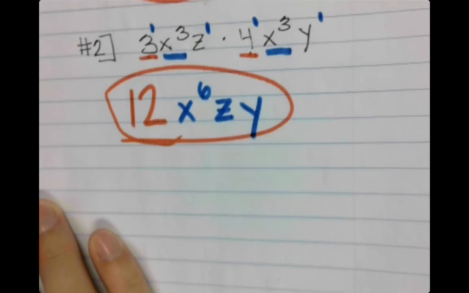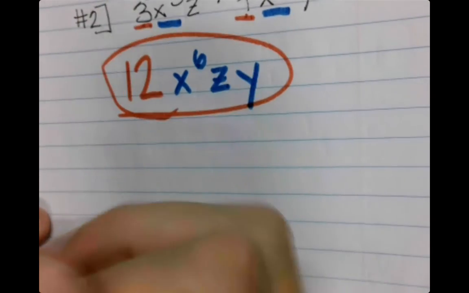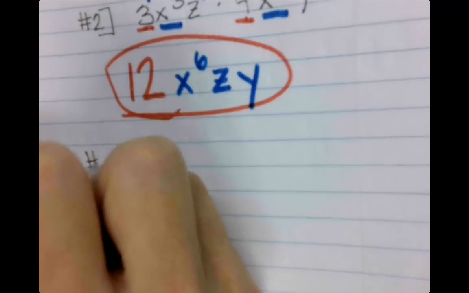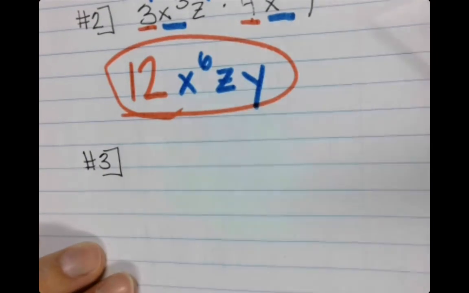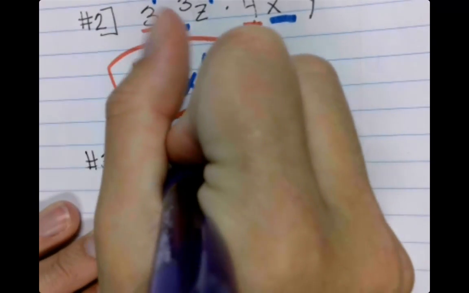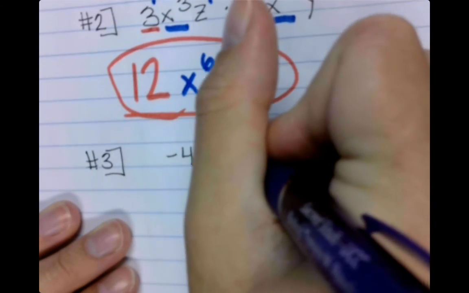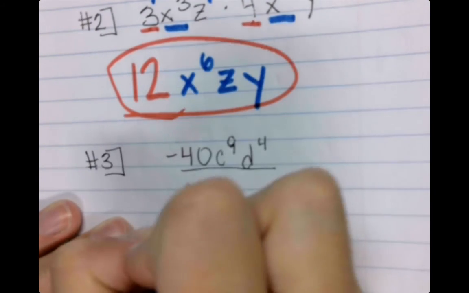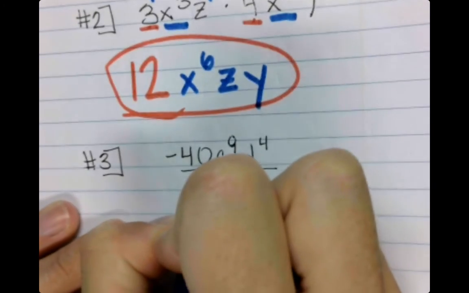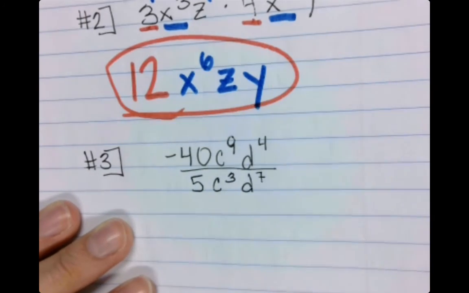All right. Now we're going to try one, and this is where people working on the IXL last time had a little bit of issues. The problem is -40c to the 9th d to the 4th all over 5c to the 3rd d to the 7th.